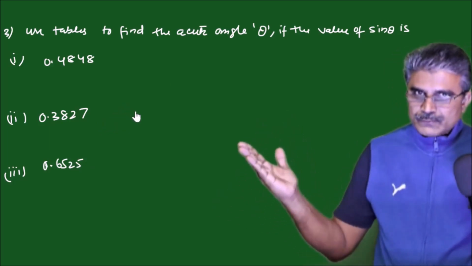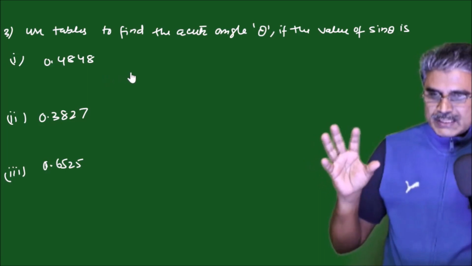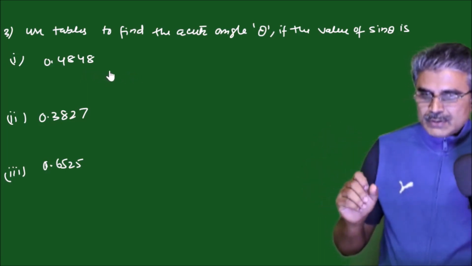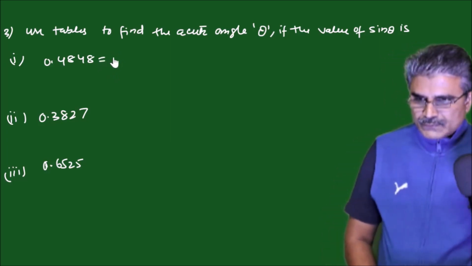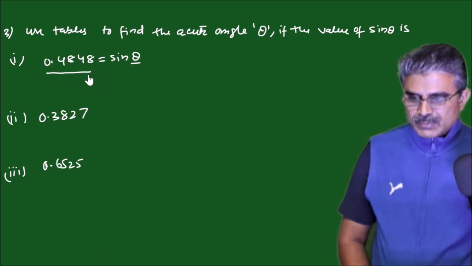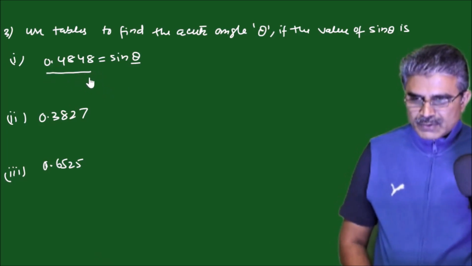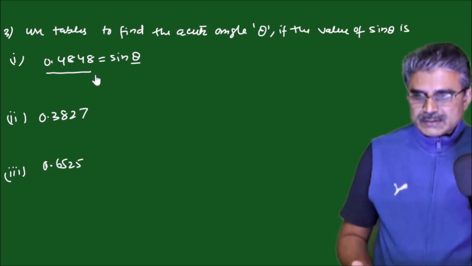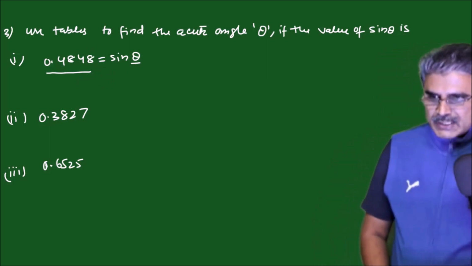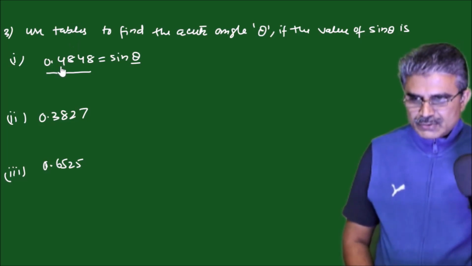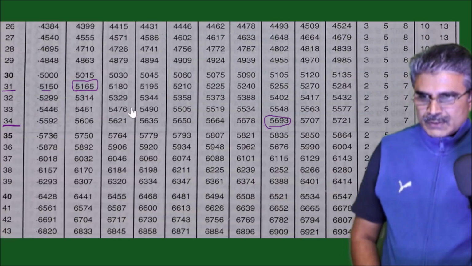So for those values we need to find the angle which gives this value in the sine table. That angle we need to find out. So if it is equal to sine theta, the theta we need to find out. If we check this value in the table, from that we can extract the angle which is represented by the table. Now it is sine, so I am taking the sine table which has the value 0.4848.